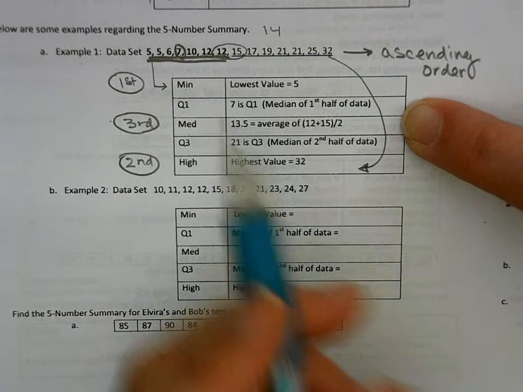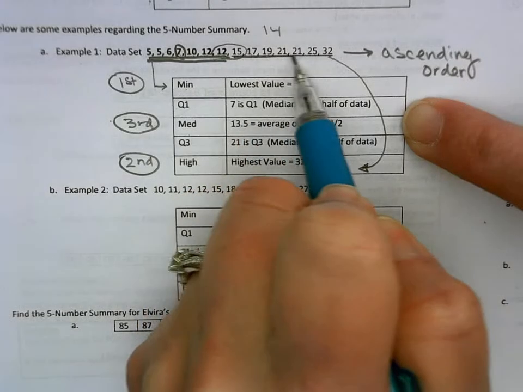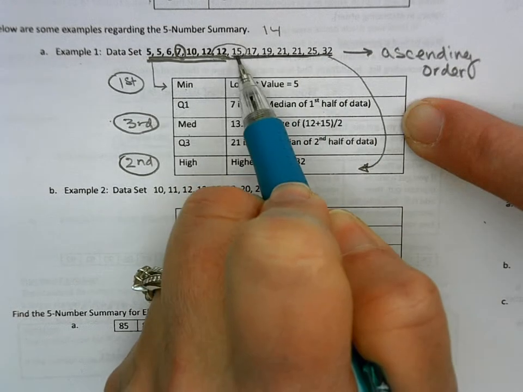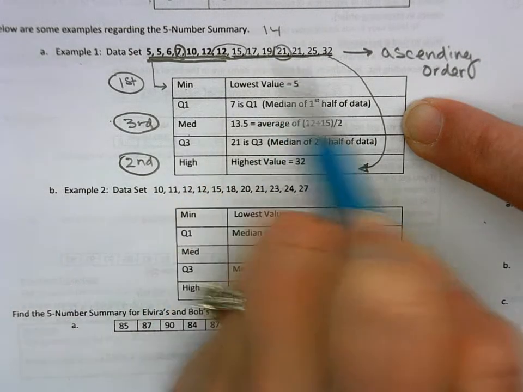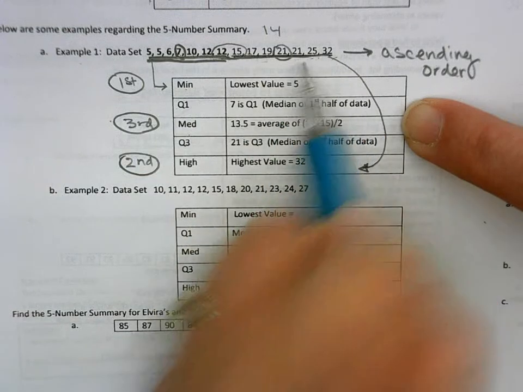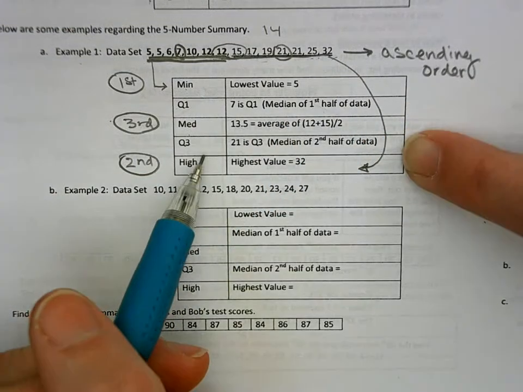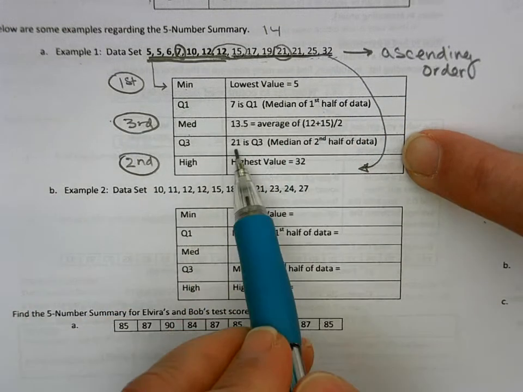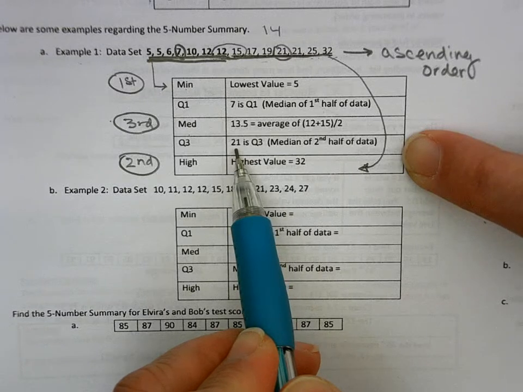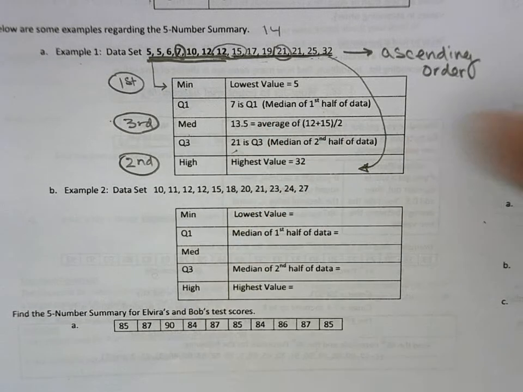So I look at the second half of the data, so that's just this part right here, and I count 3 in and there, so 1, 2, 3. So 3 to the left, 3 to the right. So then my third quartile is 21, because that is the median, or the middle, of the second half. Okay.